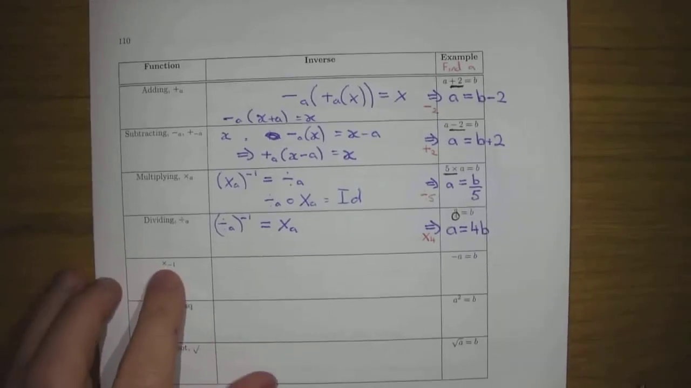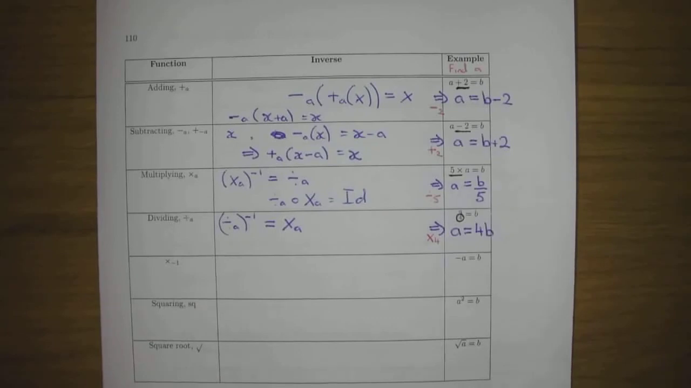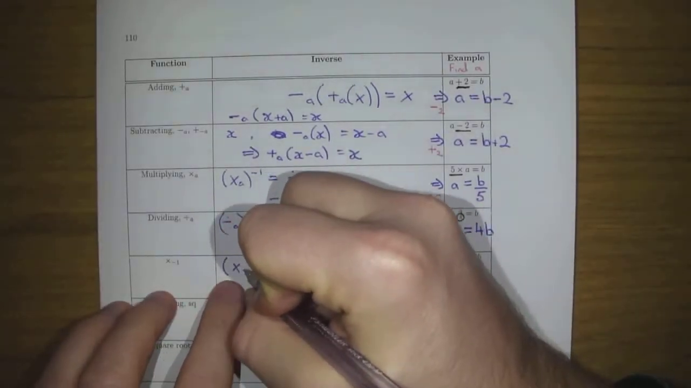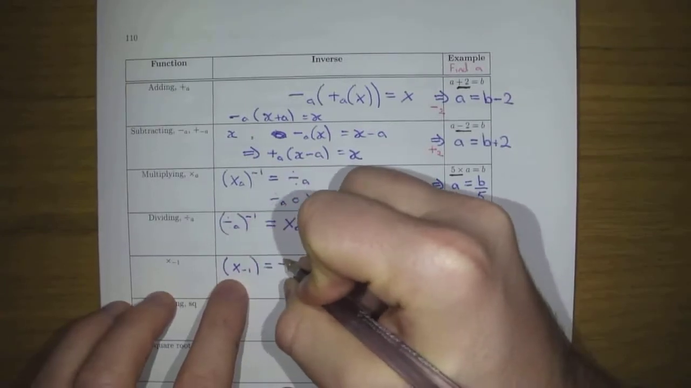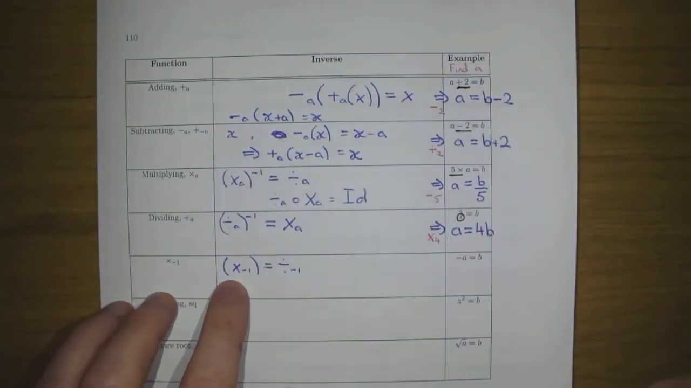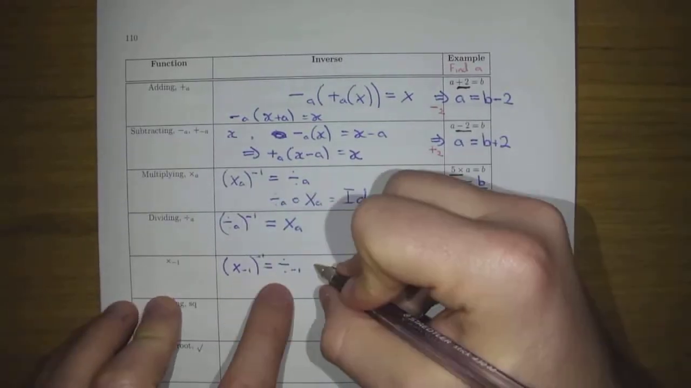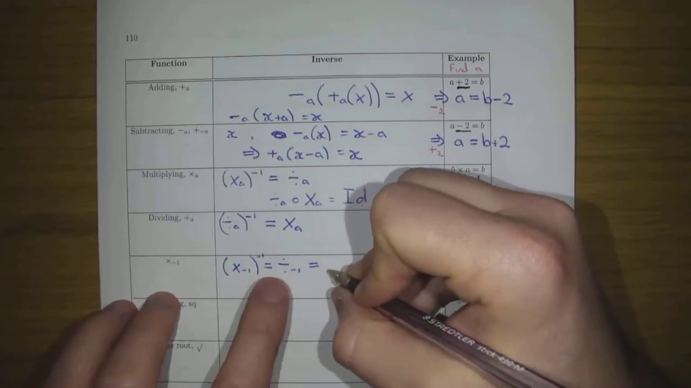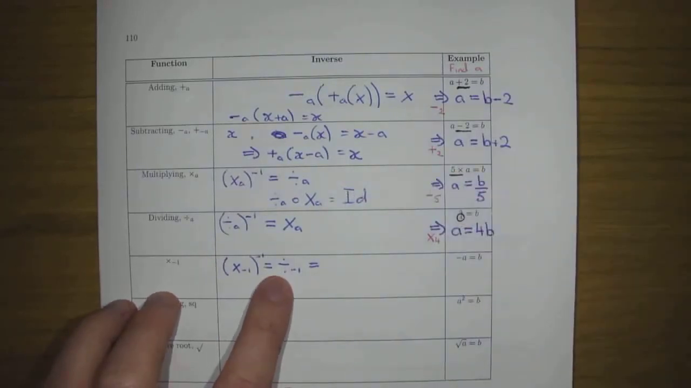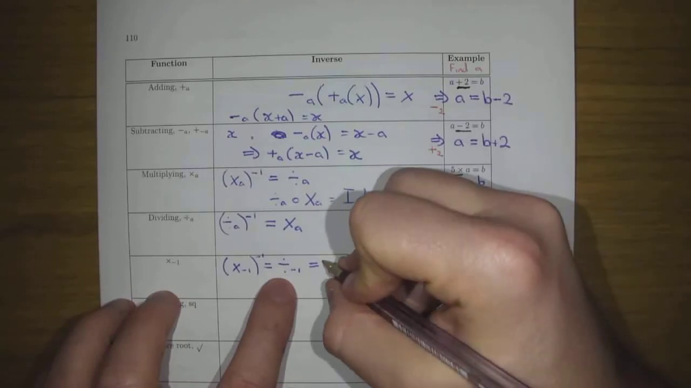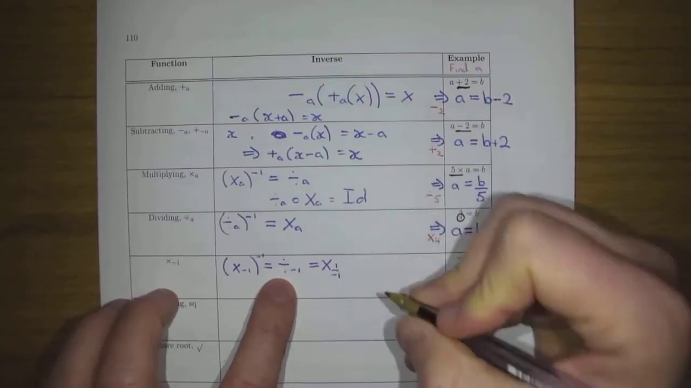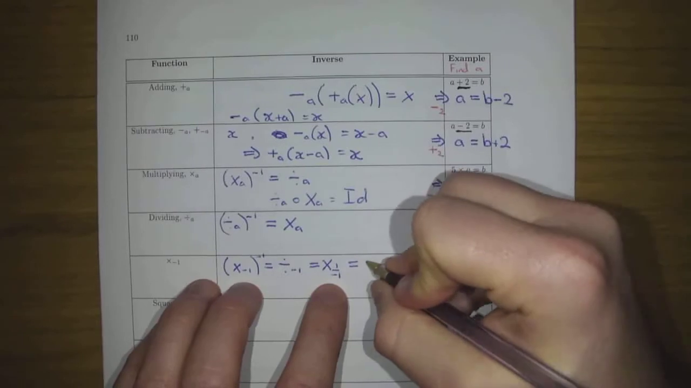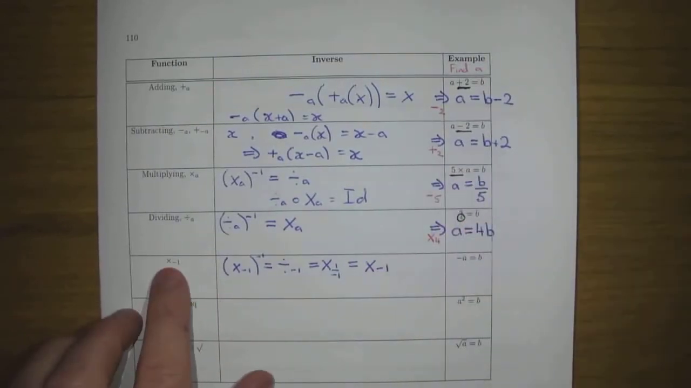Multiplying by minus 1. Now this is a funny one. There's different ways of doing this. So you could say that the inverse of multiplying by minus 1 is dividing by minus 1. That's fine. But actually, another way of looking at it is that dividing by 2 is multiplying by 1 over 2. So dividing by minus 1 is multiplying by 1 over minus 1. And what's 1 over minus 1? It's actually equal to minus 1. So multiplying by minus 1 is its own inverse.